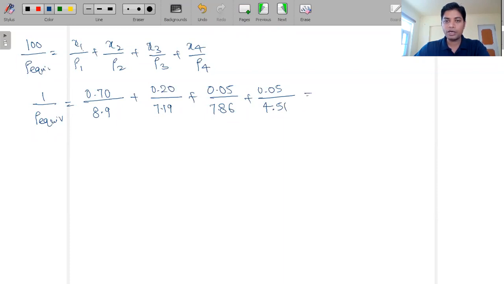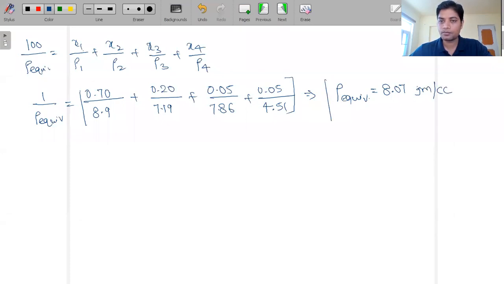So guys, please check the value and calculate this one and tell me the value of rho equivalent. Whatever value you get, that will be equal to 8.07. Okay, 8.07. Can I ask you the unit of this, Ibad? Because all the densities are in gram per cc. Gram per cc, right? Very good, this is in gram per cc. Please cross check the value, guys.